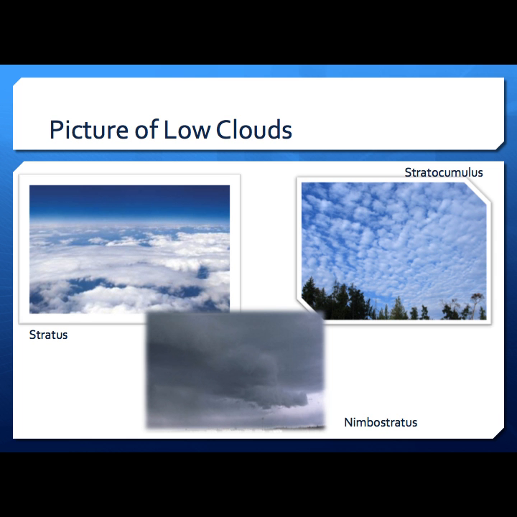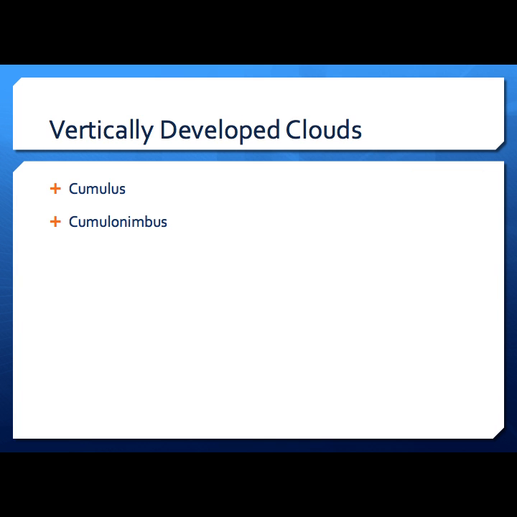This first one is stratus clouds. Realize how they're both white and gray. The next one is stratocumulus clouds, and then we have nimbostratus, which are dark gray, and you can tell that it just rained.